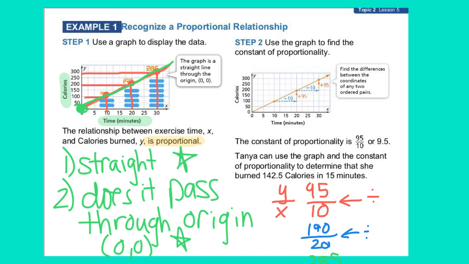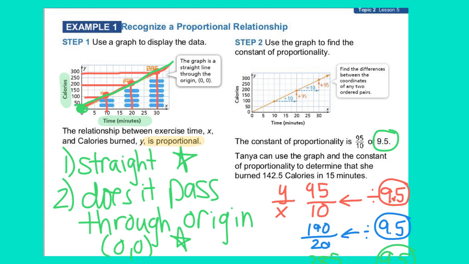It doesn't matter which one you pick because you're going to get the same answer for all of them. They're all going to equal 9.5. This one's 9.5. And this one is 9.5. So your COP is 9.5. Now we've done an awful lot of math, but I don't think we've answered the question yet. She wants to know how many calories she burned after 15 minutes.